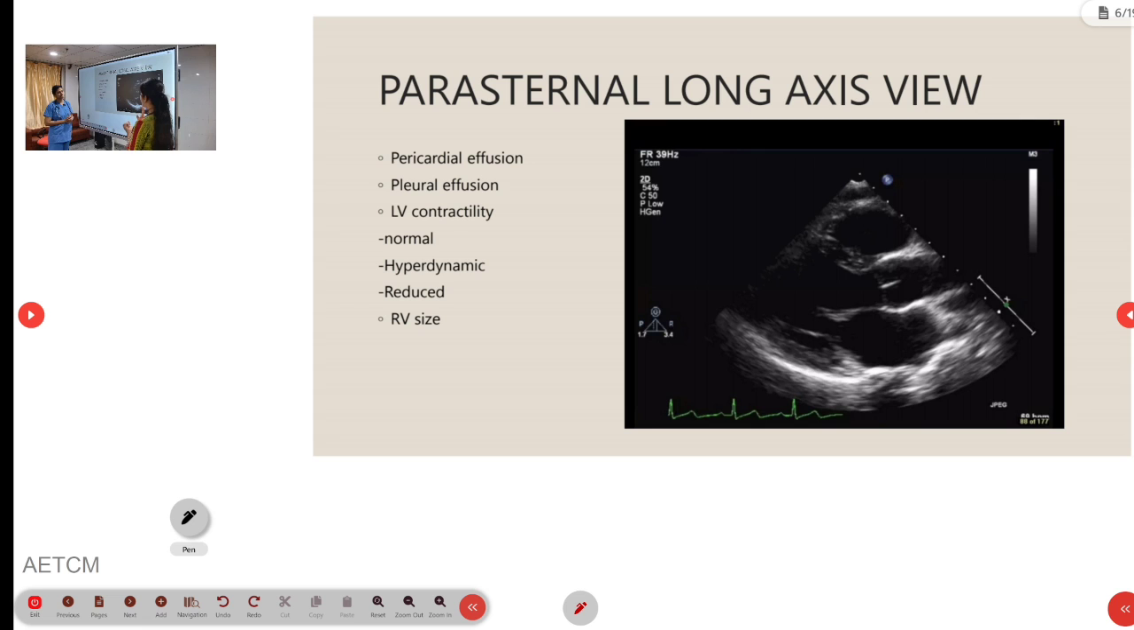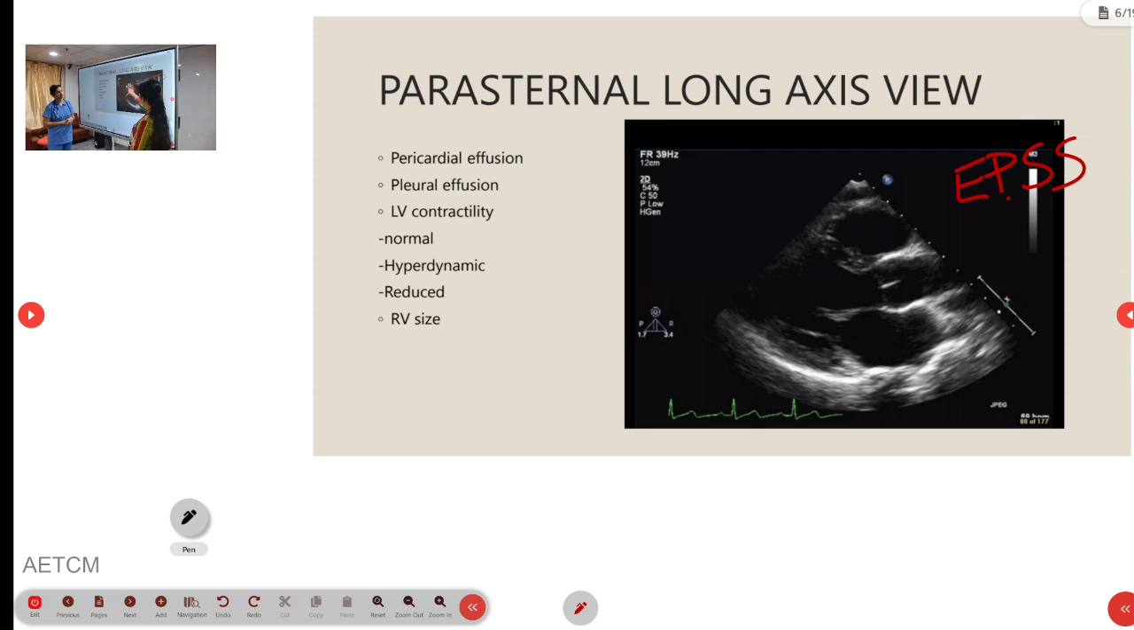We can see pericardial effusion, any features of RA-RV dilatation, and also LV function. How will you check the LV function? Contractility we can see, and ejection fraction. How can we find the ejection fraction? End-point septal separation can be checked, that is EPSS.